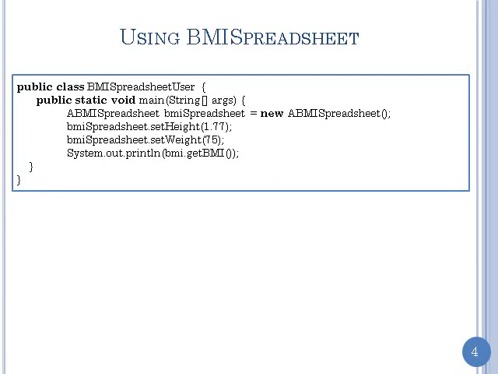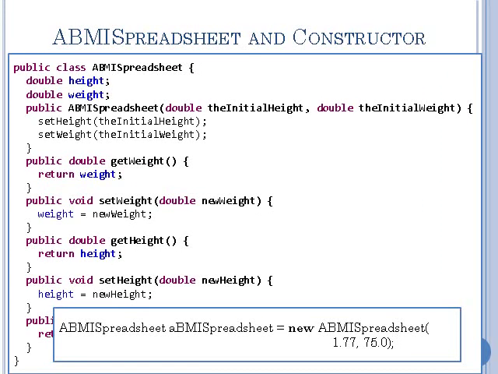Okay, and I'm using the BMI here, so I'm saying BMI spreadsheet is a new BMI spreadsheet, and set height, set weight, and then we are doing print line BMI.getBMI. Okay, so the code I showed earlier was a bit of nonsense code. This is a little bit more reasonable code. And now I have put this thing, this constructor. Okay, so what's changed here?